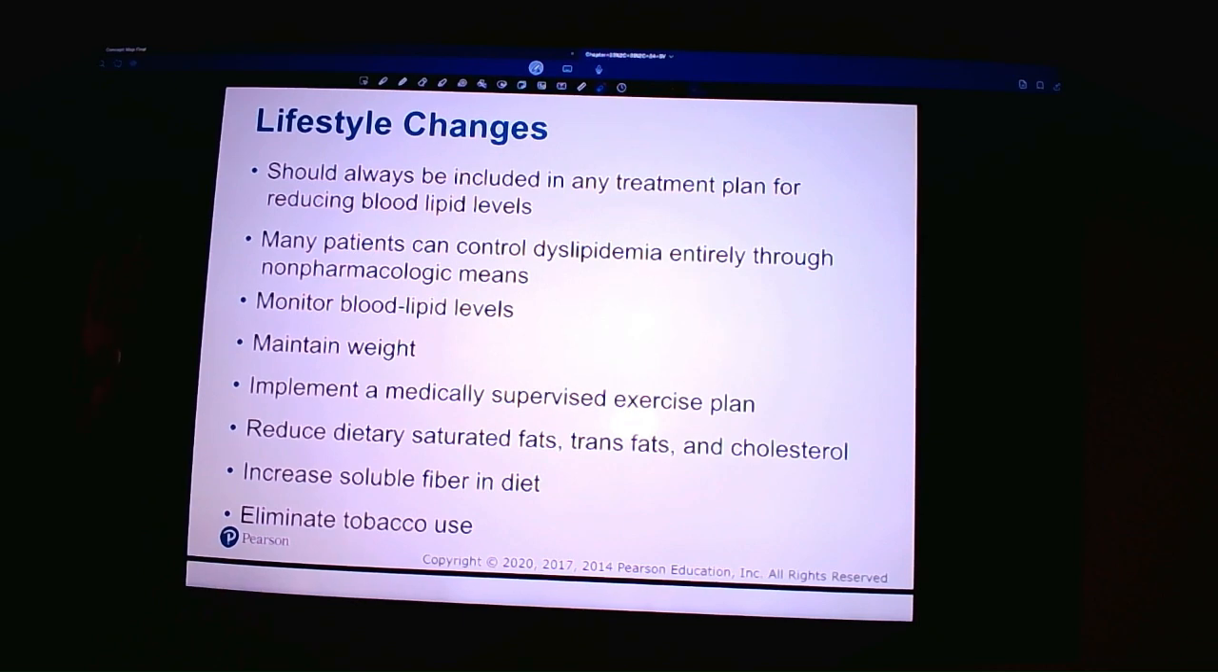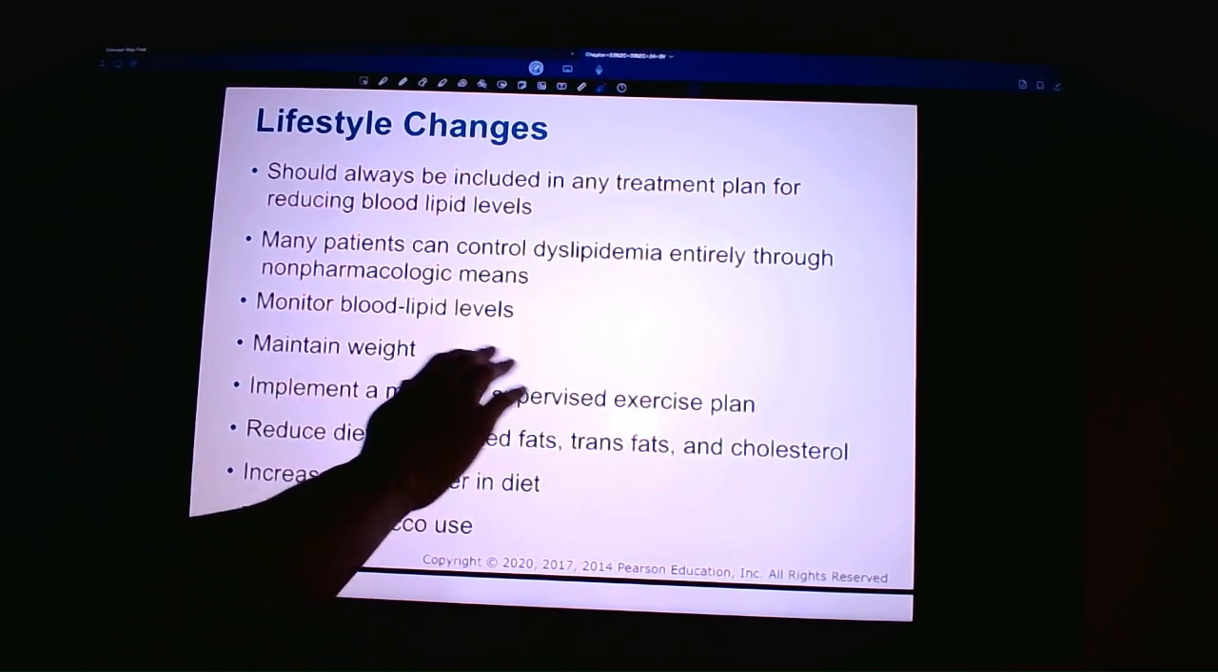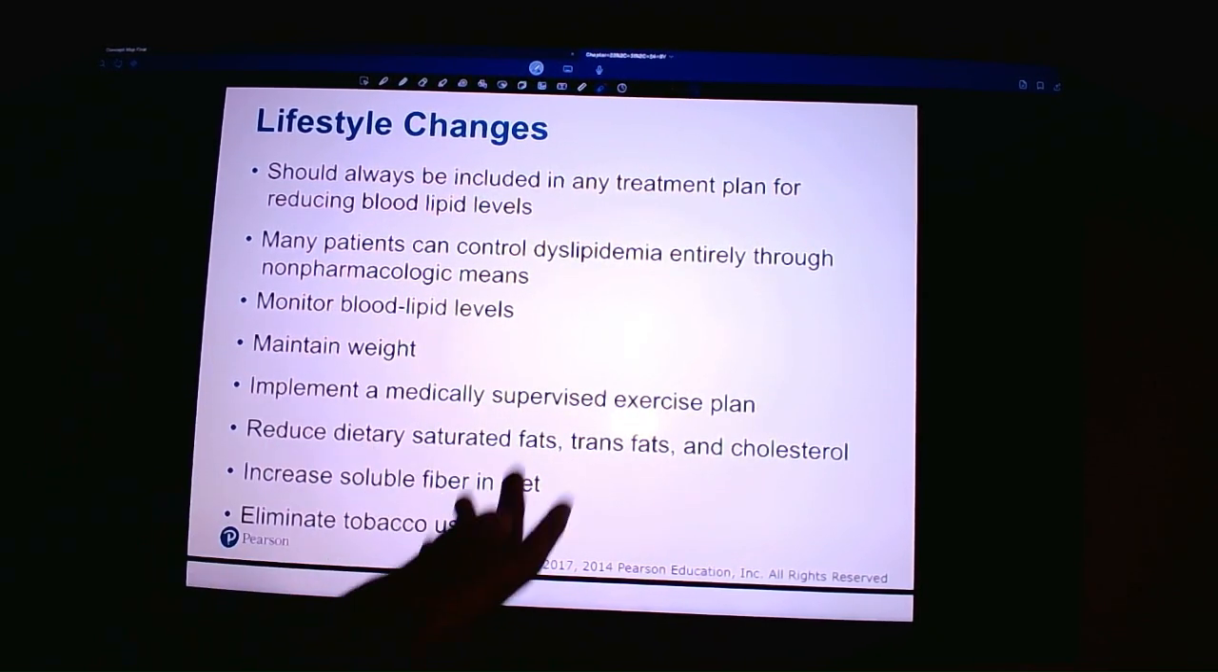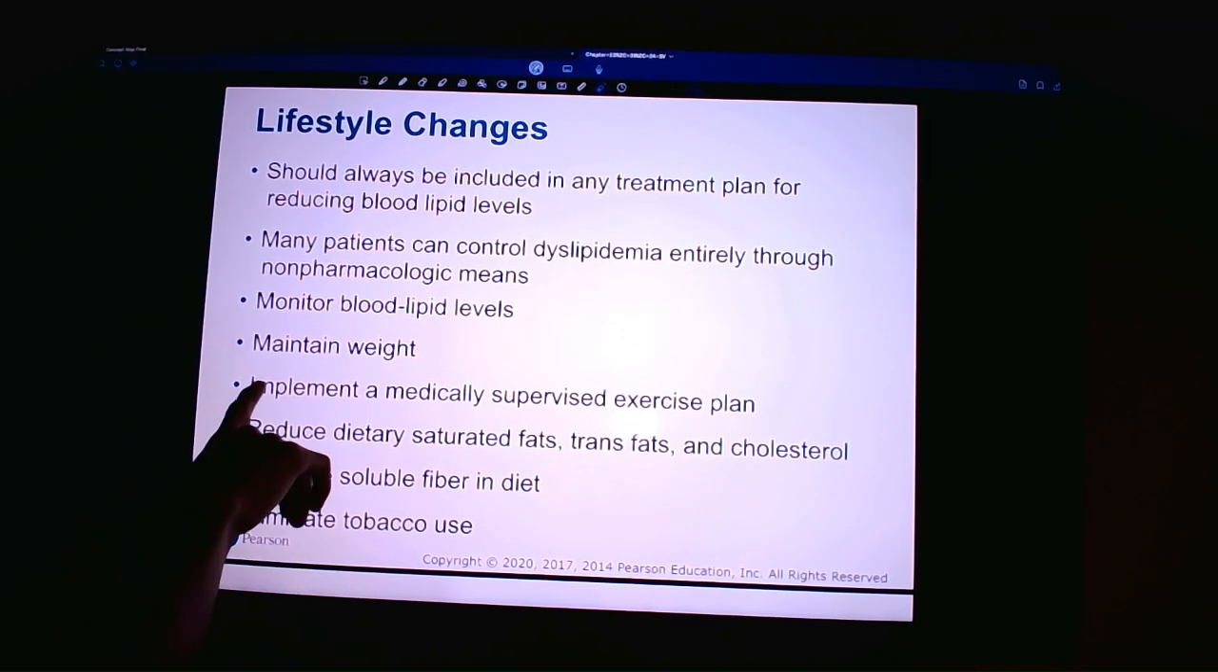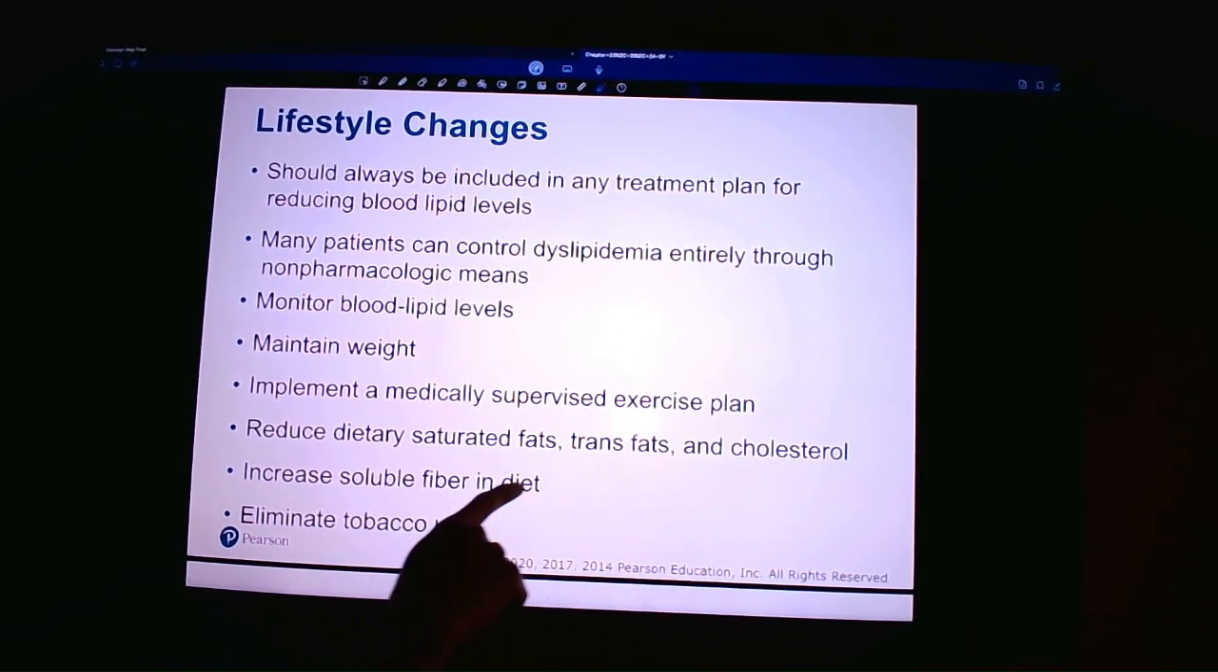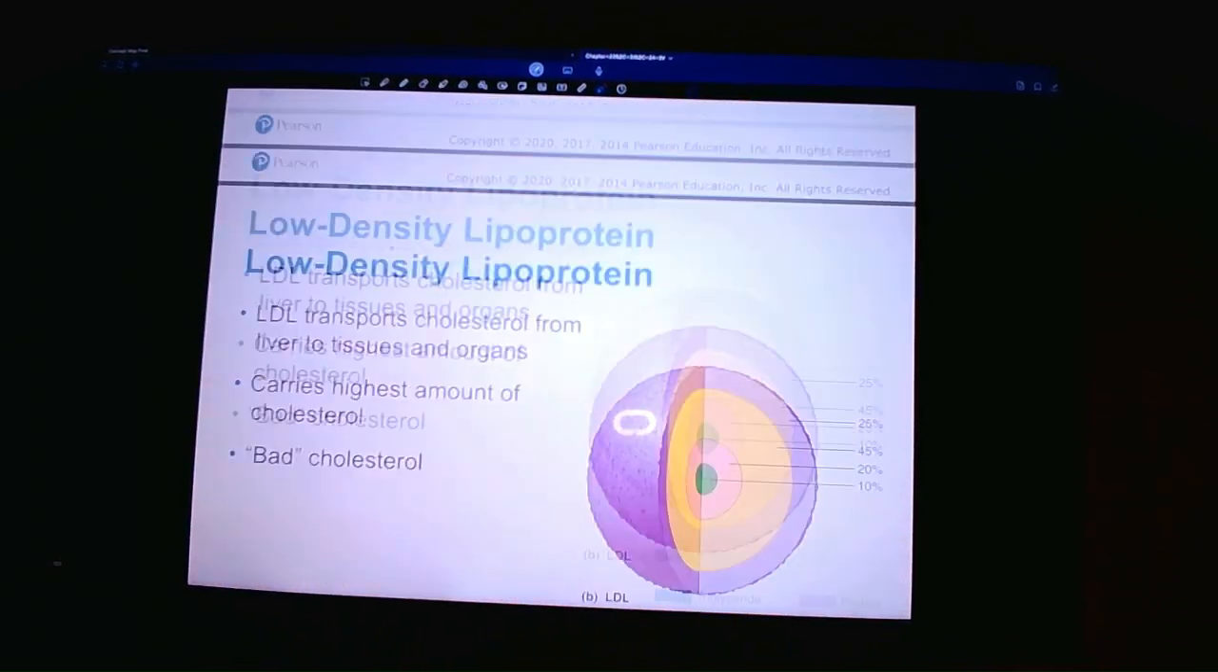So generally, I think everyone's aware. Monitor your levels, maintain weight. If your weight goes up, that means you're having more lipids. If you exercise, it should go down because now you're using more energy. Stay away from fats and cholesterol. Take fiber, and you don't want to smoke, right? Because just a little bit of a reminder.